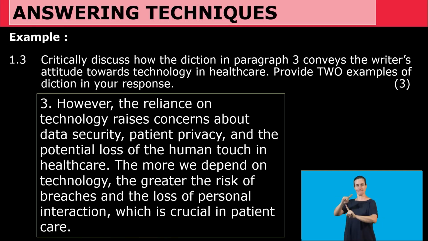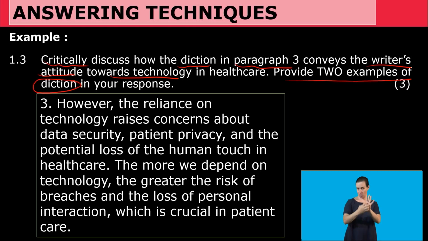Question 1.3. Critically discuss how the diction in paragraph 3 conveys the writer's attitude towards technology in healthcare. And you must also provide 2 examples of diction. So diction is word choice. We've read this passage before, so now we're scanning for those keywords.